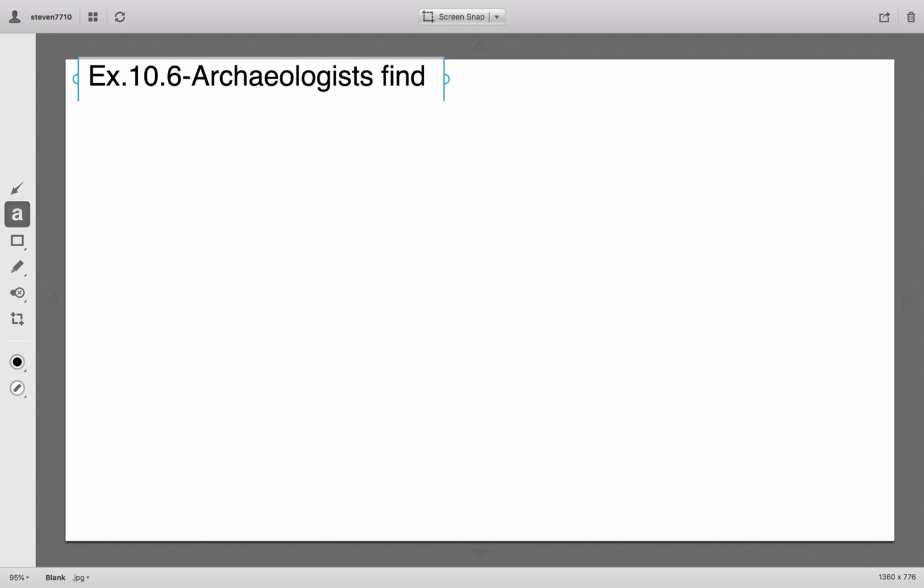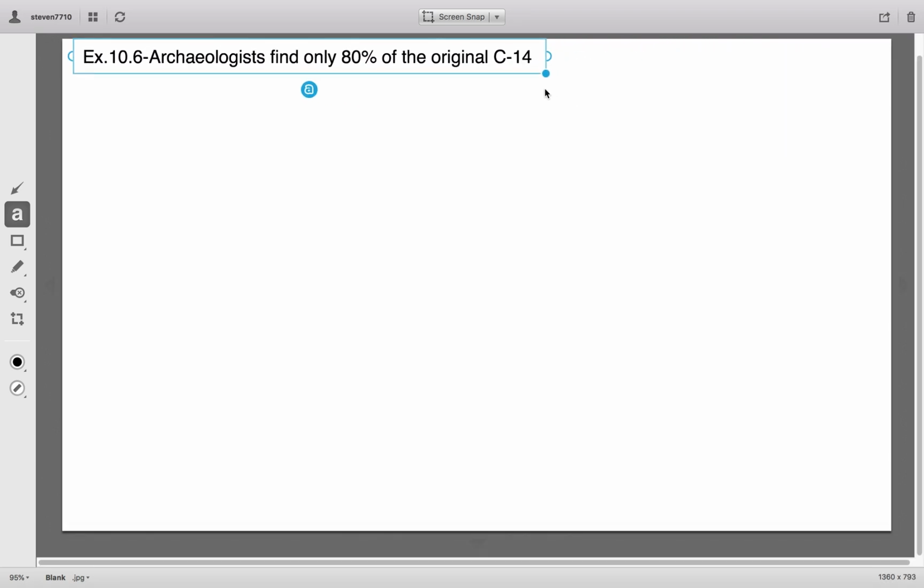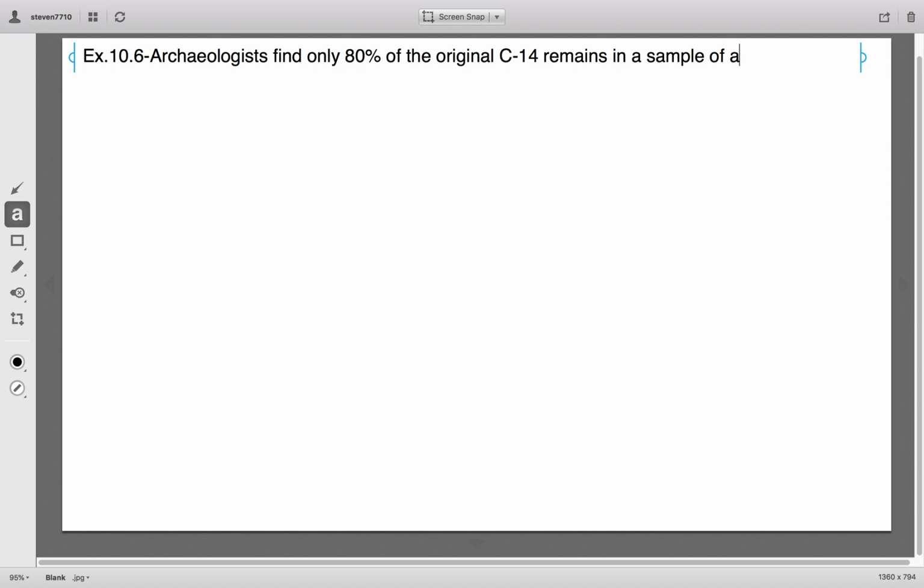Archaeologists find only 80% of the original carbon-14. How old is the wood if only 80% of the original carbon-14 remains in the sample?